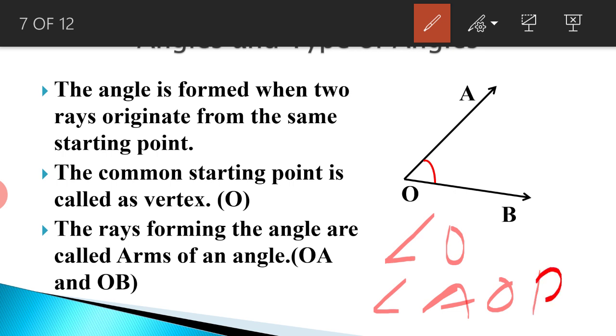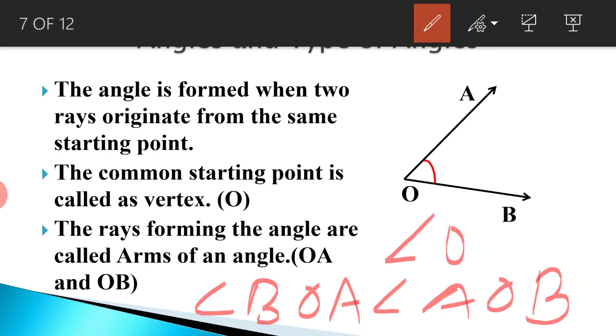The vertex should be in the middle, or you can say it as BOA. The end letters can be exchanged, their position can be exchanged, but the middle letter should be the vertex. As I told, angles are identified by their vertices. Is it clear, children? So remember this basic for angles.